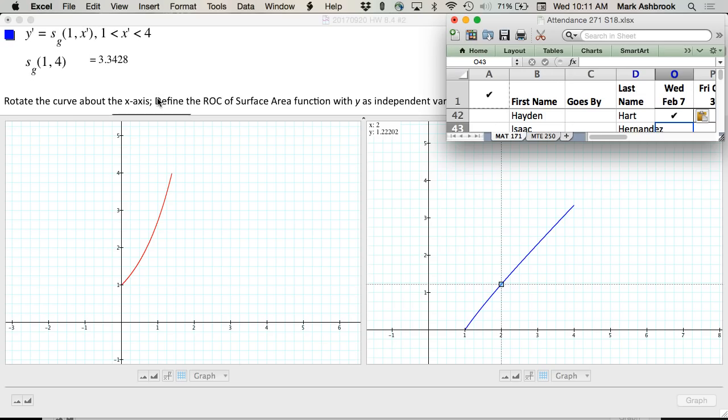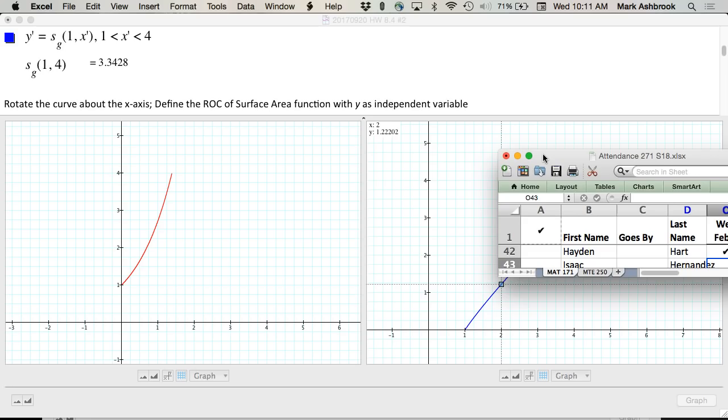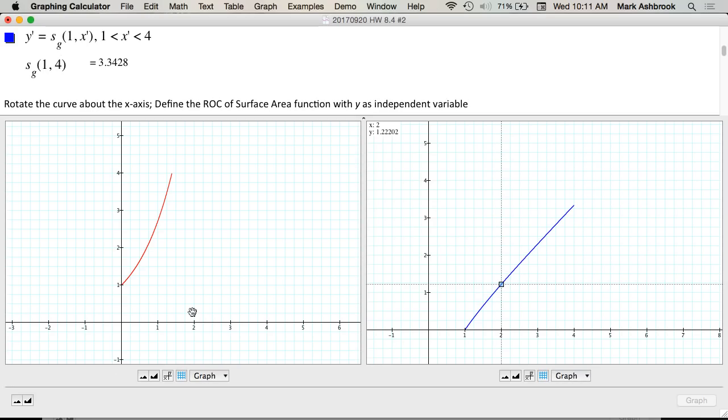So next question. Now we're going to do surface area. Okay, I'm going to rotate that curve around the x-axis. Any questions? Anybody have a question?